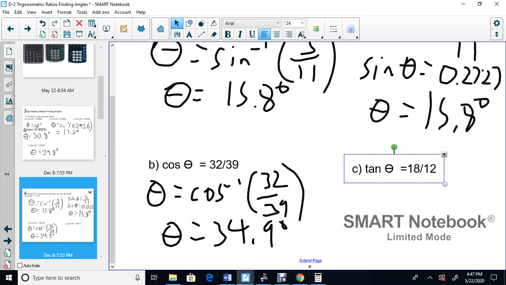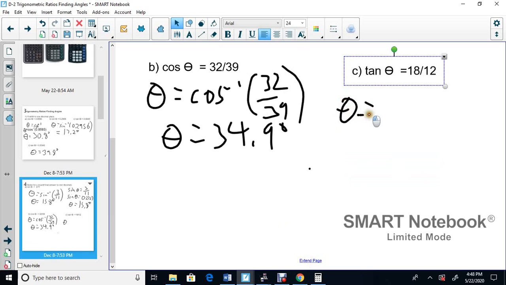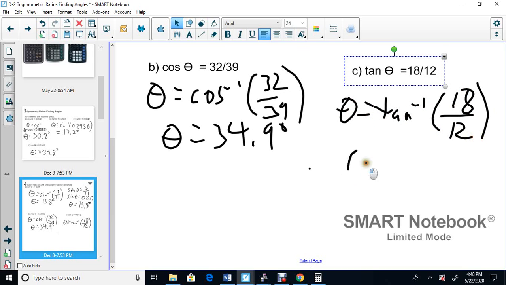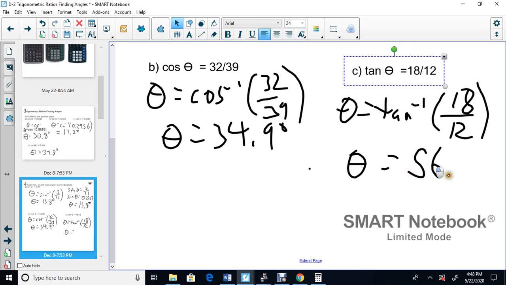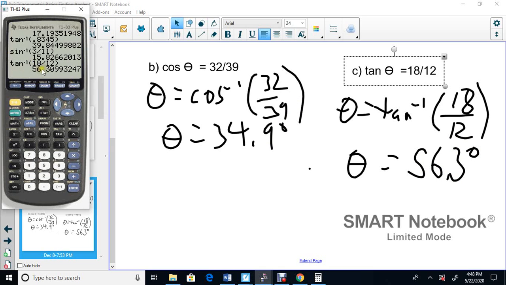And then the last one I'll show you with the other calculator. So you get this equal to tan negative 1, 18 over 12. With this one, you go to the bigger calculator. You go second tan. So it shows up 18 divided by 12. And you get 56.3 degrees. Make sure to add that little degree symbol on the end here. Just want to double check 56.3.